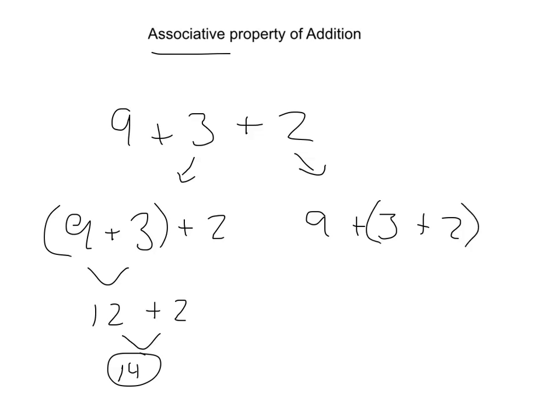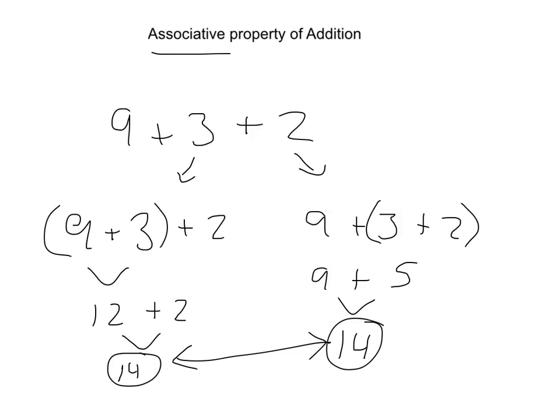Put the parentheses around the 3 and the 2, which would then leave you with 9 plus, parentheses, order of operations, got to do that first. 3 plus 2 is 5, and then you get 9 plus 5, which also equals 14. So if you notice, you get the same answer either way. Why? Because the associative property of addition says that you can do it either way.